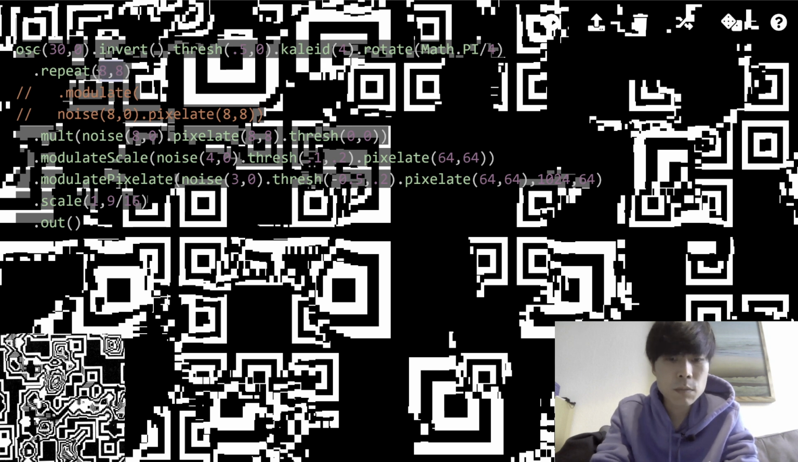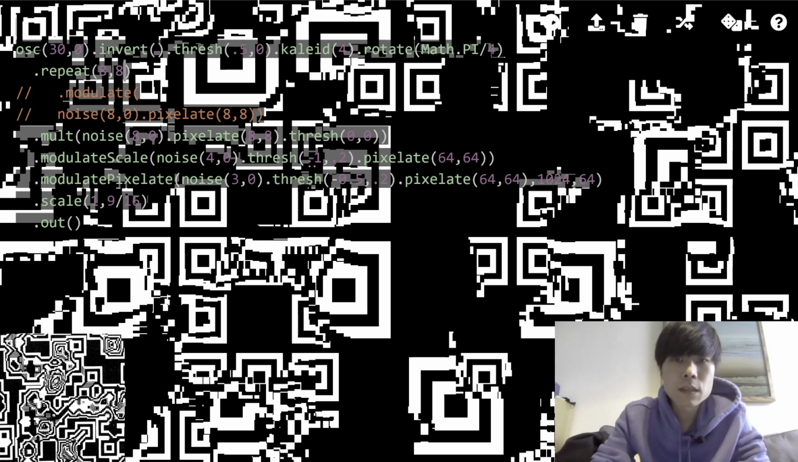What if I repeat it a bit more so that grid can be a little bit smaller? Maybe not. Yeah, I'm quite happy with this, although I think it can be a little bit more dense. Yeah, like this. And motion scale.